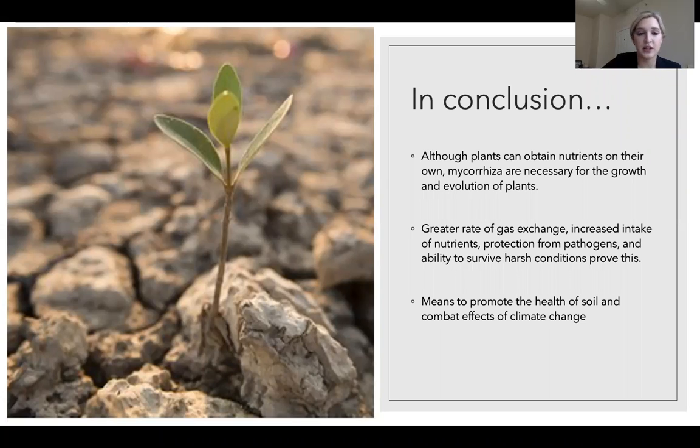This is huge, and this is why it's really important to society because we are entering a time where our world is heating up and normal plants without mycorrhiza cannot survive that heat. So it's so important that we have means and abilities for these plants to survive.